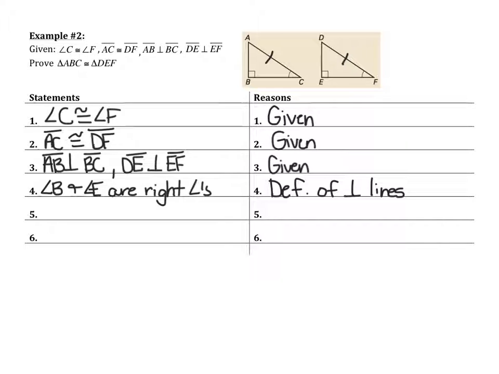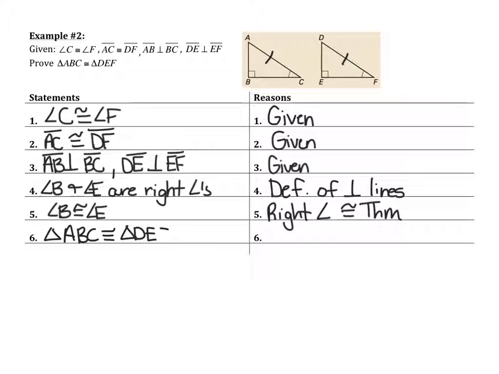Because I know angle B and angle E are right angles, I know that angle B is congruent to angle E, because I know all right angles are congruent. That is the right angle congruence theorem. So now looking at my diagram, now that I've stated that angle B is congruent to angle E, I now have angle, angle, side. So I can now state that triangle ABC is congruent to triangle DEF because of angle, angle, side.